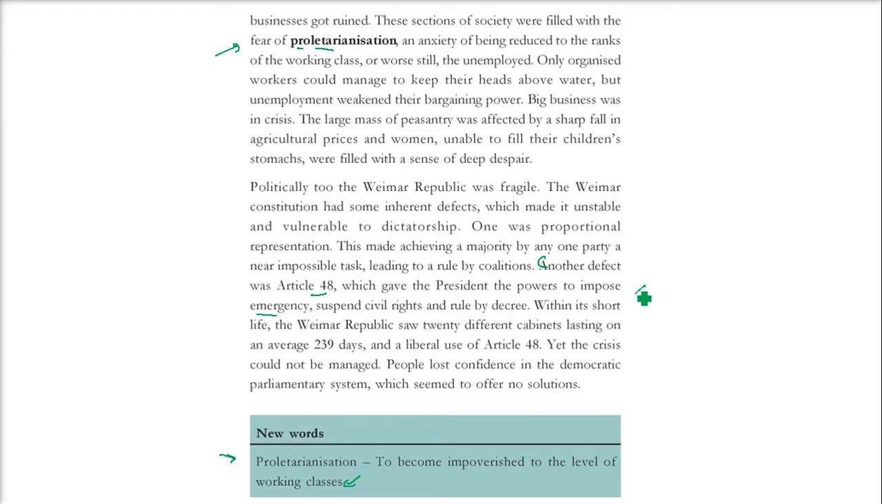Within this short time, Article 48 was immensely used. The Weimar Republic saw 20 different cabinets, with an average life of 239 days. So you can see how fragile and vulnerable this regime was. People lost their confidence in the democratic parliamentary system because the Weimar Republic was not solving their problems. We saw the problems they had.